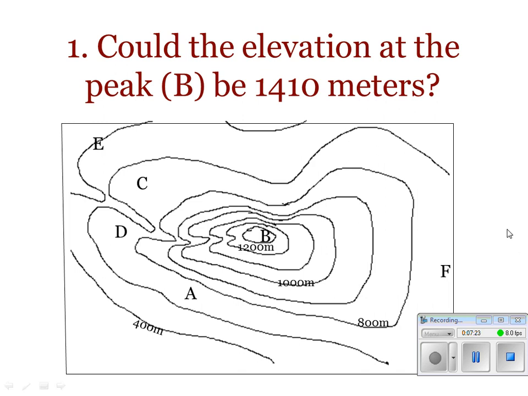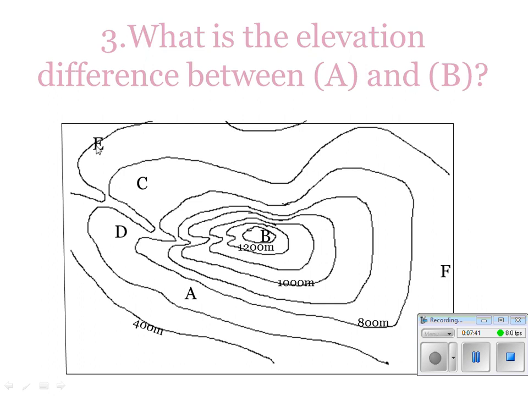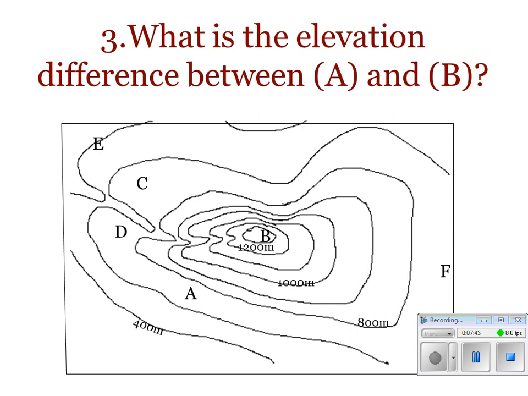1,410 meters? Here's the peak, letter B. Could it be 1,410 meters? Number 2, what is the elevation at E? There's letter E. What could be its elevation? Number 3, what is the elevation difference between A and B?